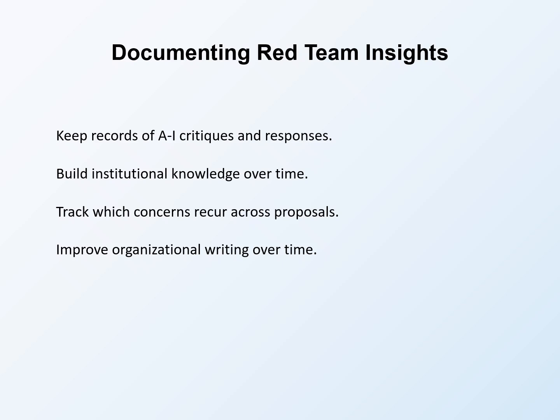Track which concerns recur across proposals. If AI consistently flags weak sustainability sections in your proposals, that suggests an organizational pattern to address. If evaluation plans repeatedly draw critique, your team might need additional training or templates in that area. Over time, this systematic tracking helps your organization write stronger proposals from the start. You learn what weaknesses to avoid, what elements to include, and what standards to meet. The AI Red Team becomes not just a tool for individual proposals, but a learning mechanism for continuous improvement.